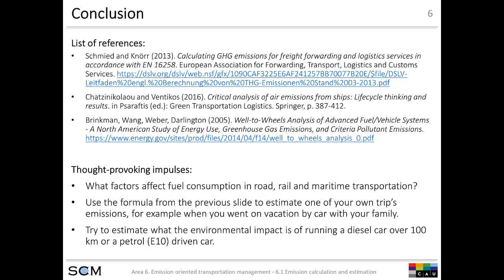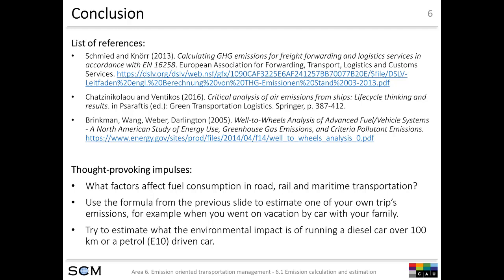This ends the first part of this lecture. A list of references is shown here at the final slide. Feel free to use this material to think about further issues related to transportation and the environment. Some ideas are shown here at the bottom of slide 6.